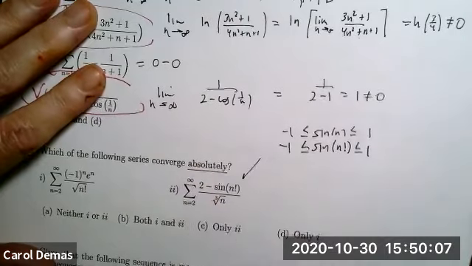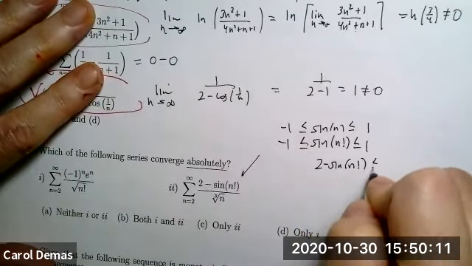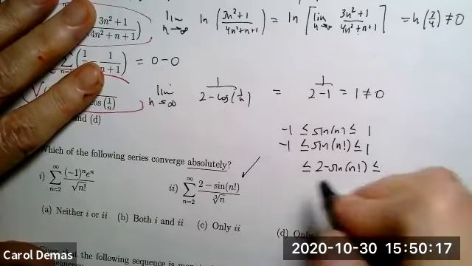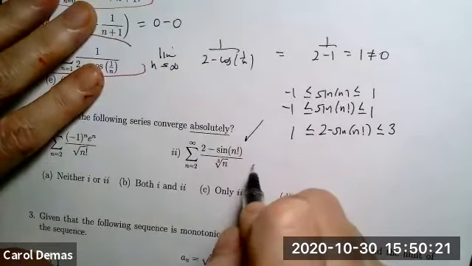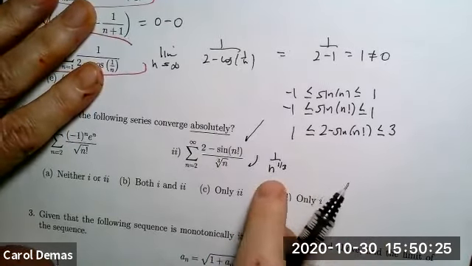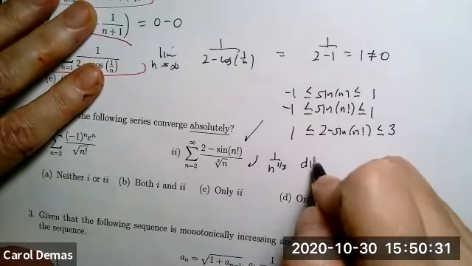Okay, so our numerator, 2 minus the sine of n factorial, what's that going to be bound by? 1 and 3. Okay, now look at our denominator. That's going to go like 1 over n to the 1/3. Is that going to converge or diverge? Diverge. That's a divergent p-series.